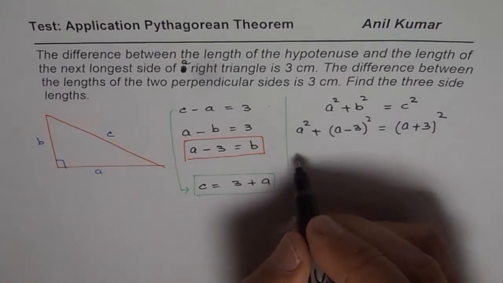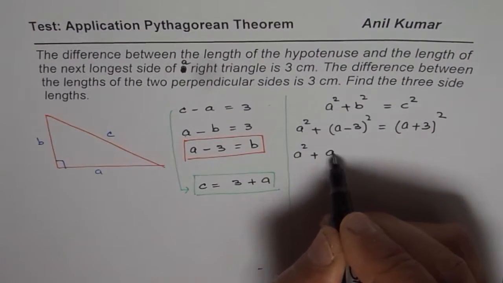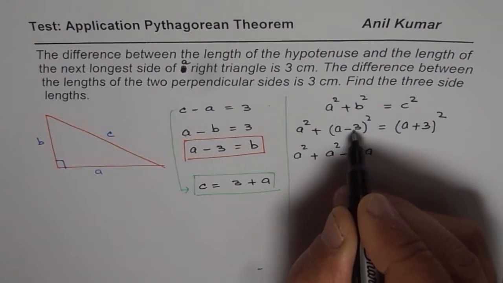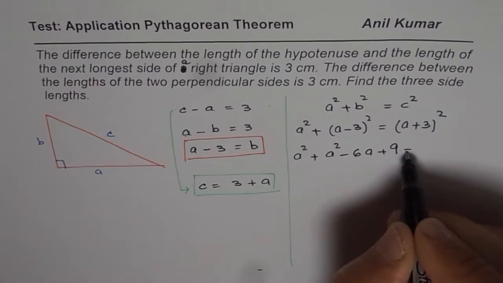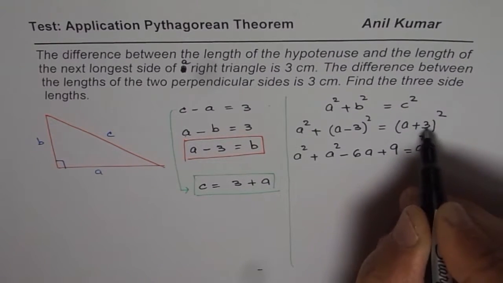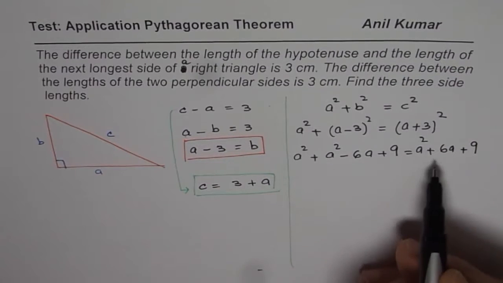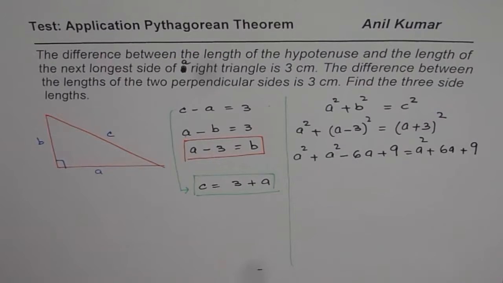So let's open these brackets. We have a square plus, when you expand this, you get a square minus 2ab, that means minus 6a, plus b square, which is 9, and this side will be a square plus 2ab, that means 6a plus 9. And now we can bring all these terms to the left side and simplify, correct?